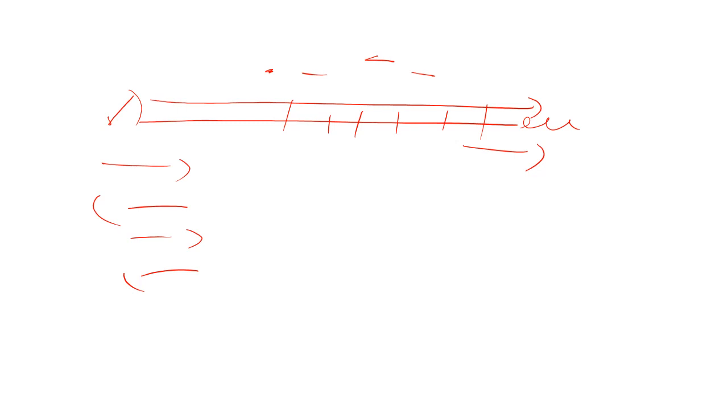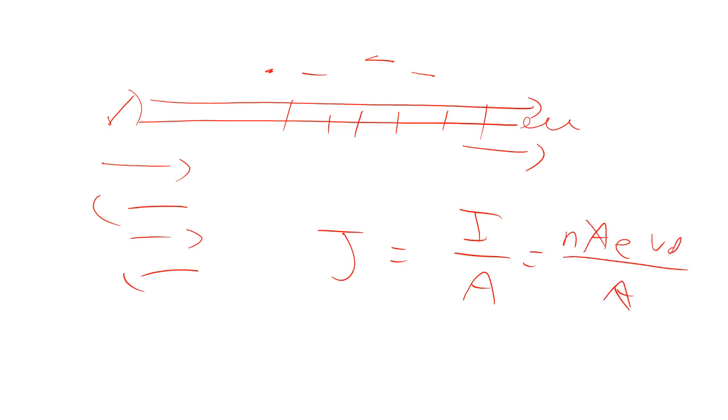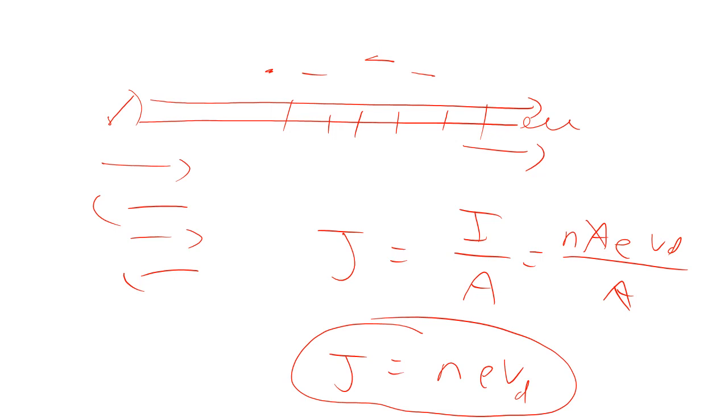Now, if we want to deal with current density, then current density is going to be I over A. Well, we plug in what we just came up with for the current, which was N A E V sub D over A. The A's cancel, so J is going to be N E V sub D. Okay, so the current density is only determined by the density of charges, the charge of each thing that's moving, and the average drift velocity. So the average velocity.